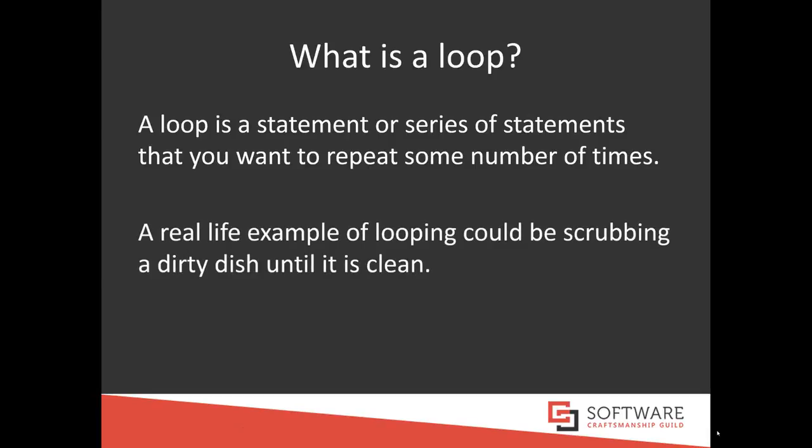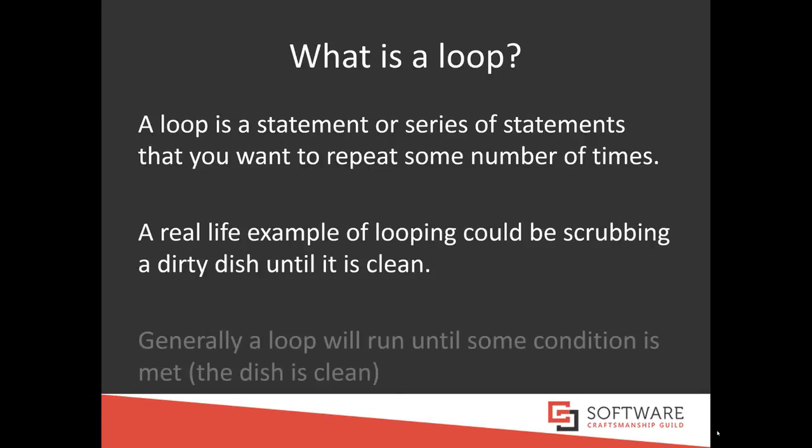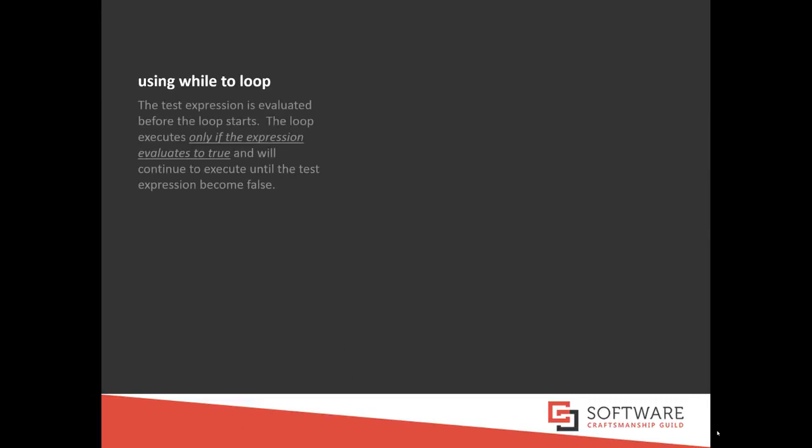A real-life example of looping could be scrubbing a dirty dish until it gets clean. We're going to continue scrubbing and checking the state of the dish, and if the dish is not clean, we're going to keep scrubbing until it's done. Generally, a loop is going to run until some condition is met, so we're still going to use booleans. The while loop is the most basic of the loops.